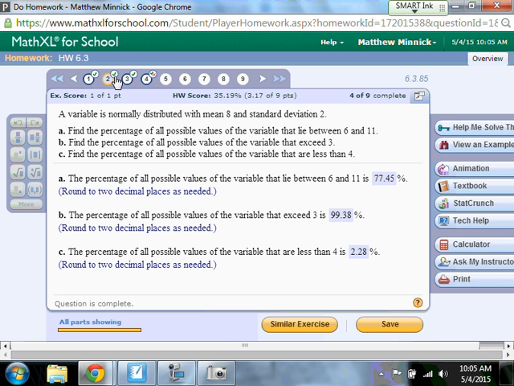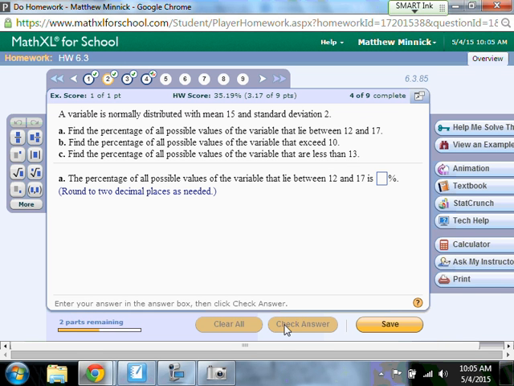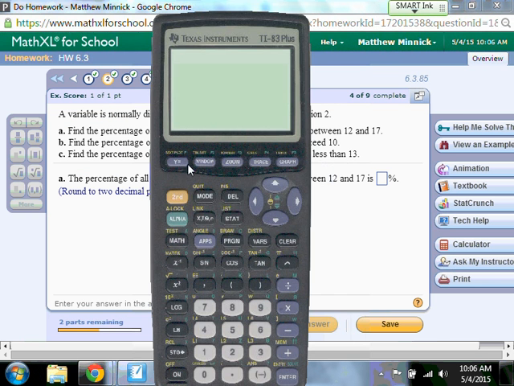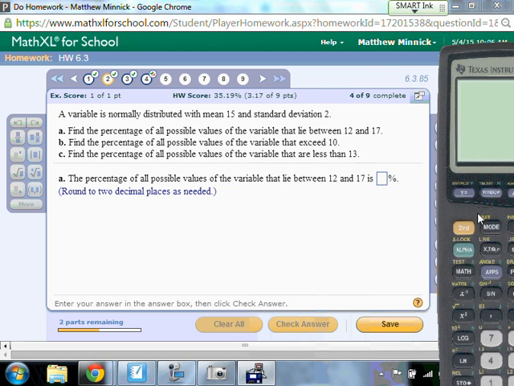All right, if we move on to the next item in homework 6.3, I'll just redo this one. A variable is normally distributed with a mean of 15 and a standard deviation of 2. What's the percentage of all possible values that lie between 12 and 17? I'm going to get my calculator out for this one. I think I'm going to have to calculate some z-scores.